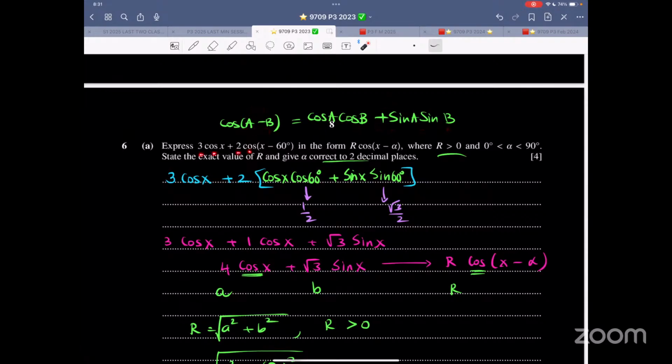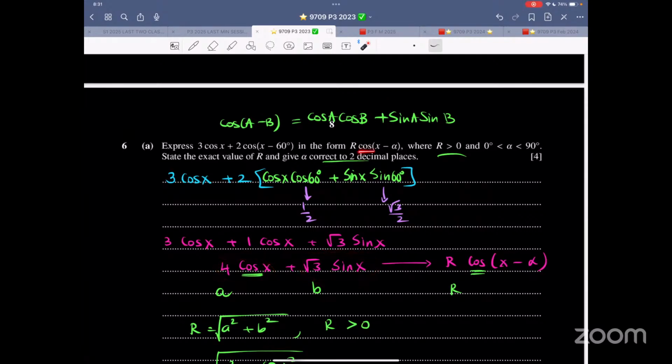3 cos x plus 2 cos x minus 60, we have to write in this form. So first of all, what you need to do is to use the addition formula, that is cos x minus 60. That is why this is written over here. Cos of 60 is half, sine of 60 is root 3 over 2. Simplify. You have a cos term, you have a sine term.